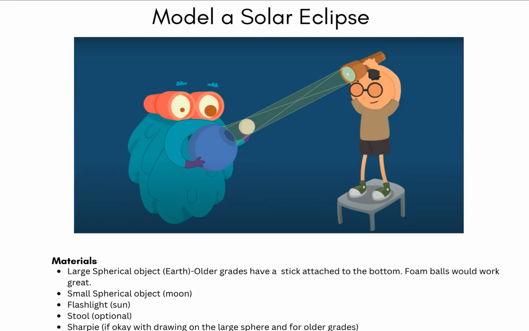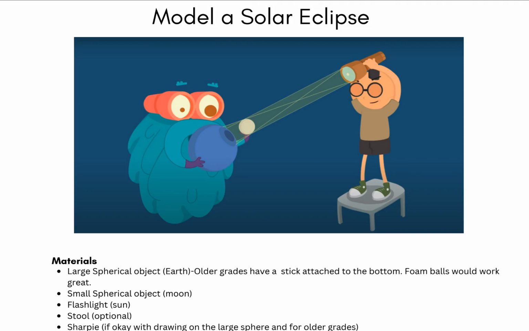Now, alongside these videos, you might want to model a solar eclipse. We know that it's difficult for students to really grasp those abstract concepts, especially those in our Earth space strand. So having a large object to represent the Earth, a significantly smaller object to represent the moon, and then your flashlight for the sun is recommended in creating this model.